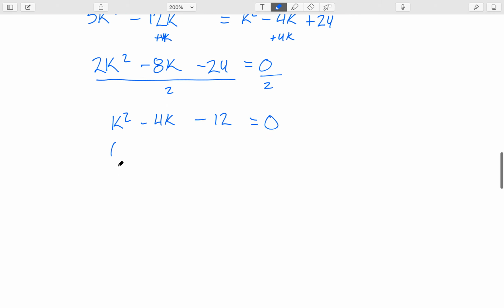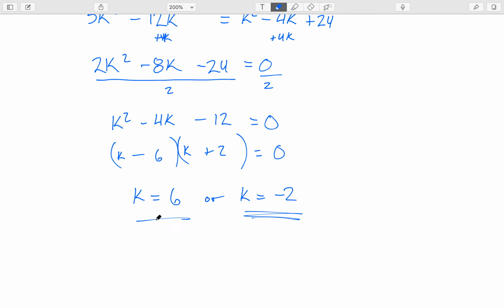I could go to the quadratic formula, or I could recognize I know how to factor this thing. Two numbers multiplied to minus 12, add up to minus 4. Well, this is an easy one, so it's a k and a k. I know that. Minus 6 and plus 2. Hang on, does that work? They add up to minus 4. They multiply. Yes, it is. So here we go. k is equal to positive 6, or k is equal to negative 2. Ta-da! There's my two answers.